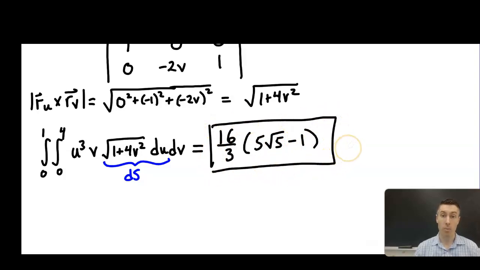Okay? But for me, the setup is more important. The magnitude of that cross product helps us replace the surface area element we're integrating over, the dS. And then we replace the function in terms of u and v, and then we integrate.